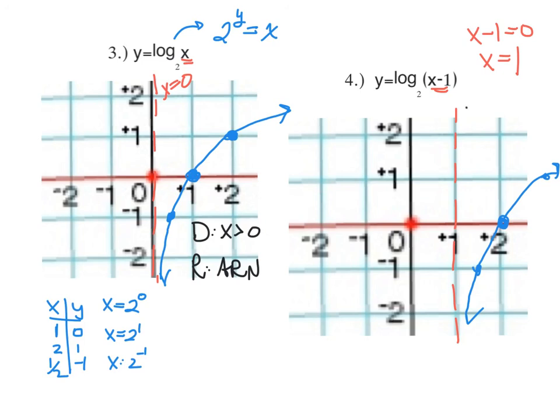In this case, the domain, all the x values are going to stay to the right of that positive 1, so x has to be greater than 1. And as far as the range is concerned, again, it's going to go up all the way and down all the way, so the range is all real numbers.